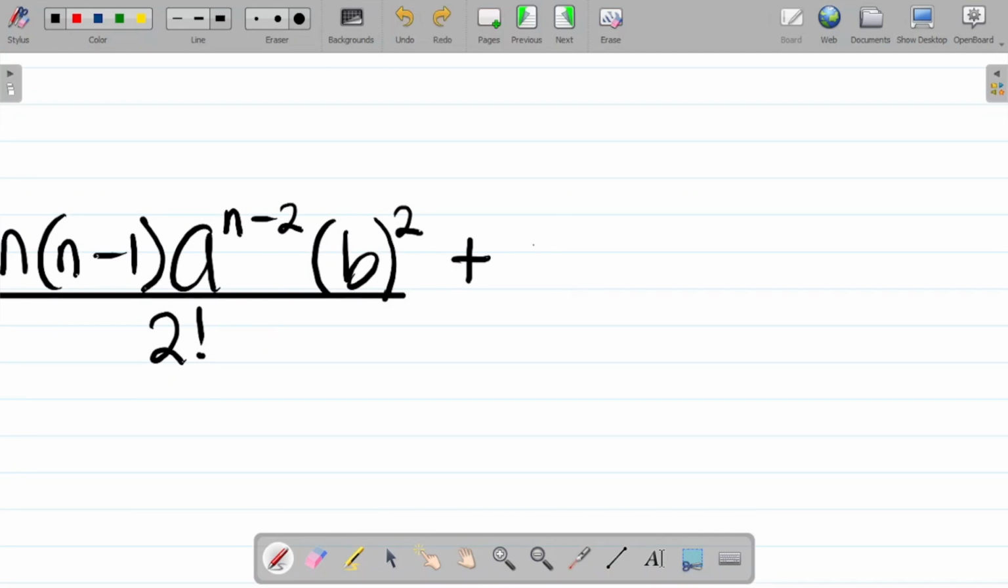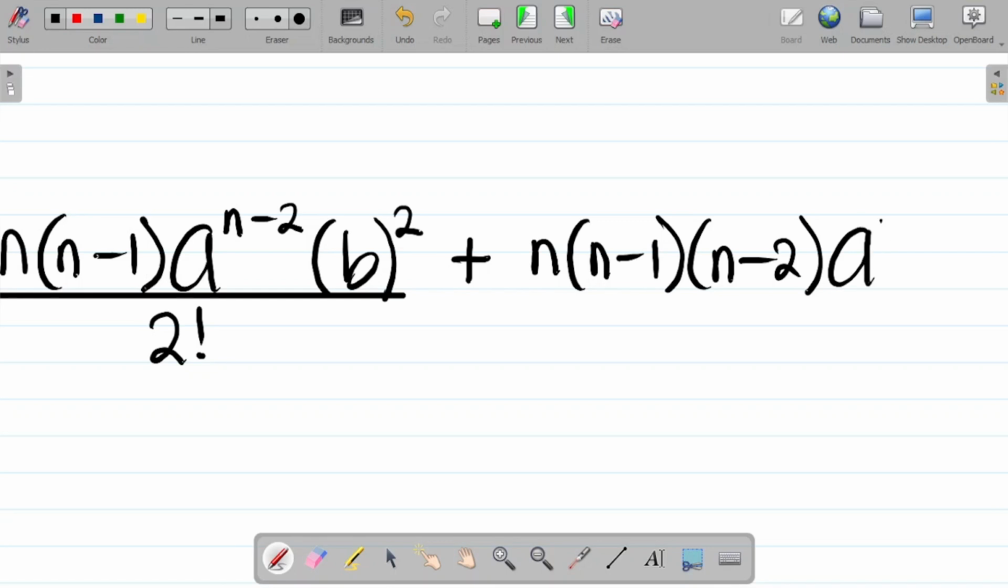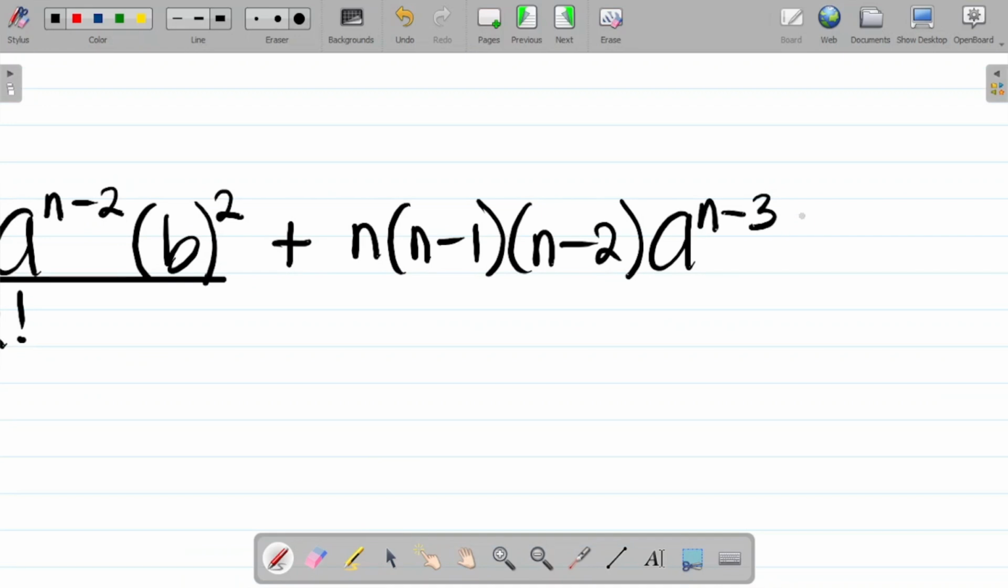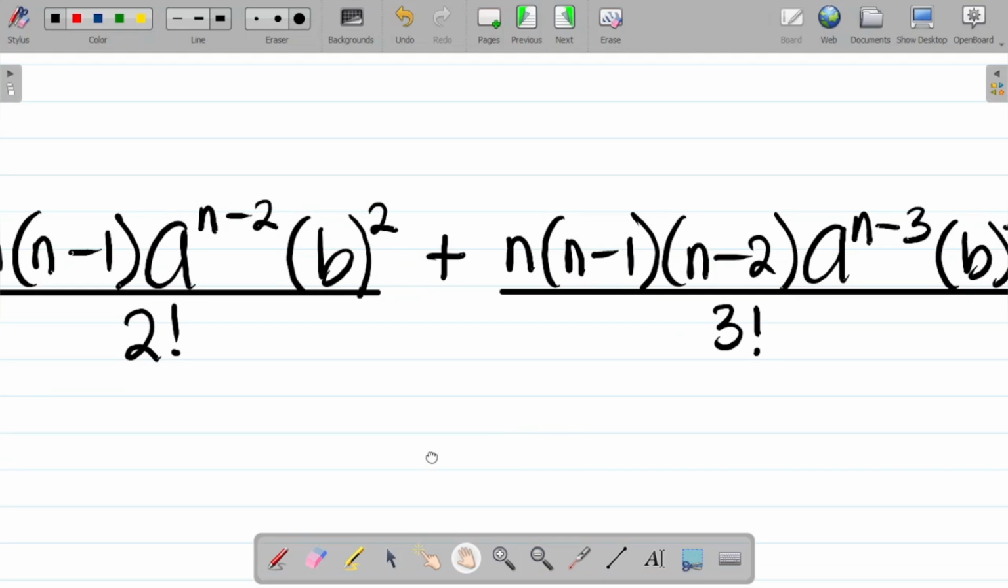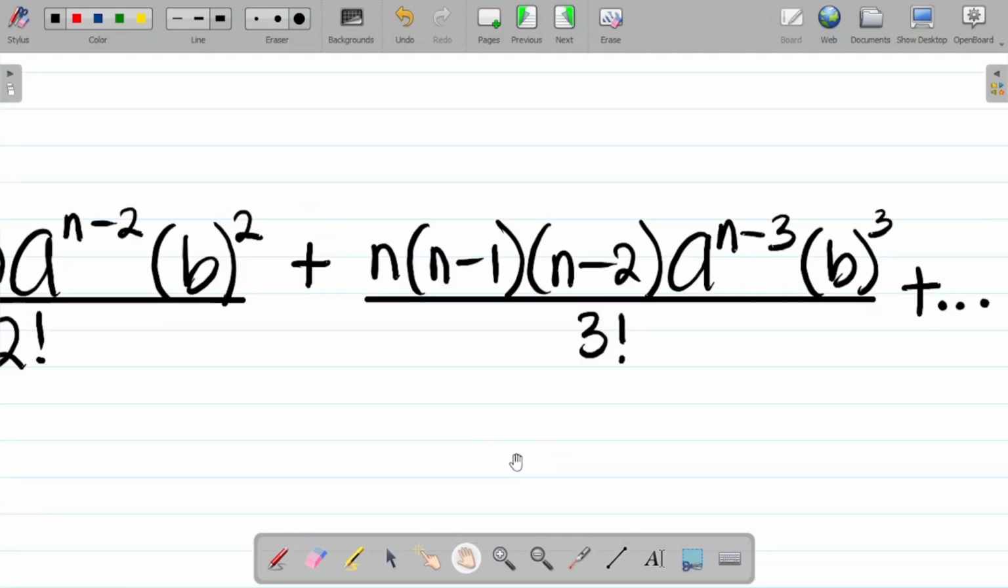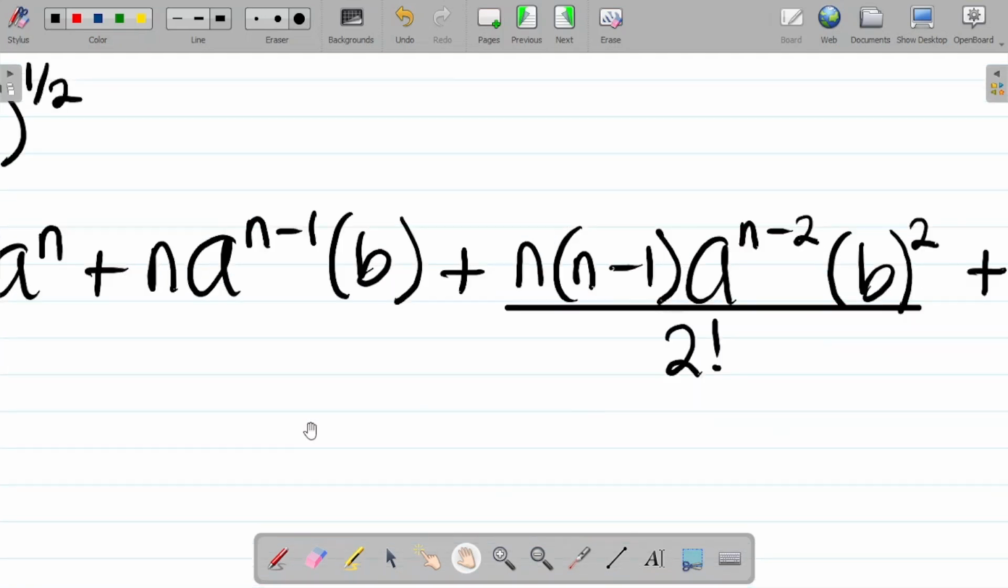The fourth term is given by n times (n minus 1) times (n minus 2) times a to the power n minus 3, times b cubed, all over 3 factorial, and then it can just continue. But basically, this is the formula for the binomial expansion of terms that have rational powers, or fractions as powers.